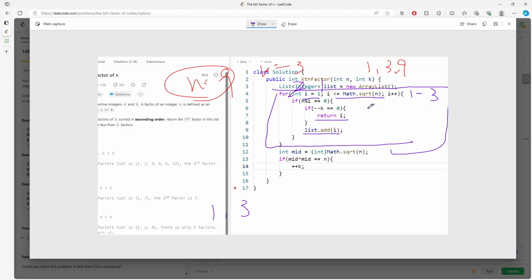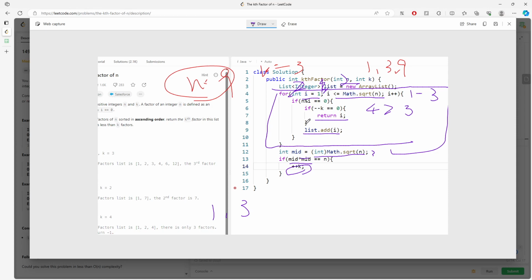So 4 is greater than the square root of 9, right? So you break out of the for loop. So let's look at the mid value. What does the mid value represent? 3 times 3 equals n, which is the square root of 9 equal to 3. So you increment your k. So k was 1, so you increment k to 2.